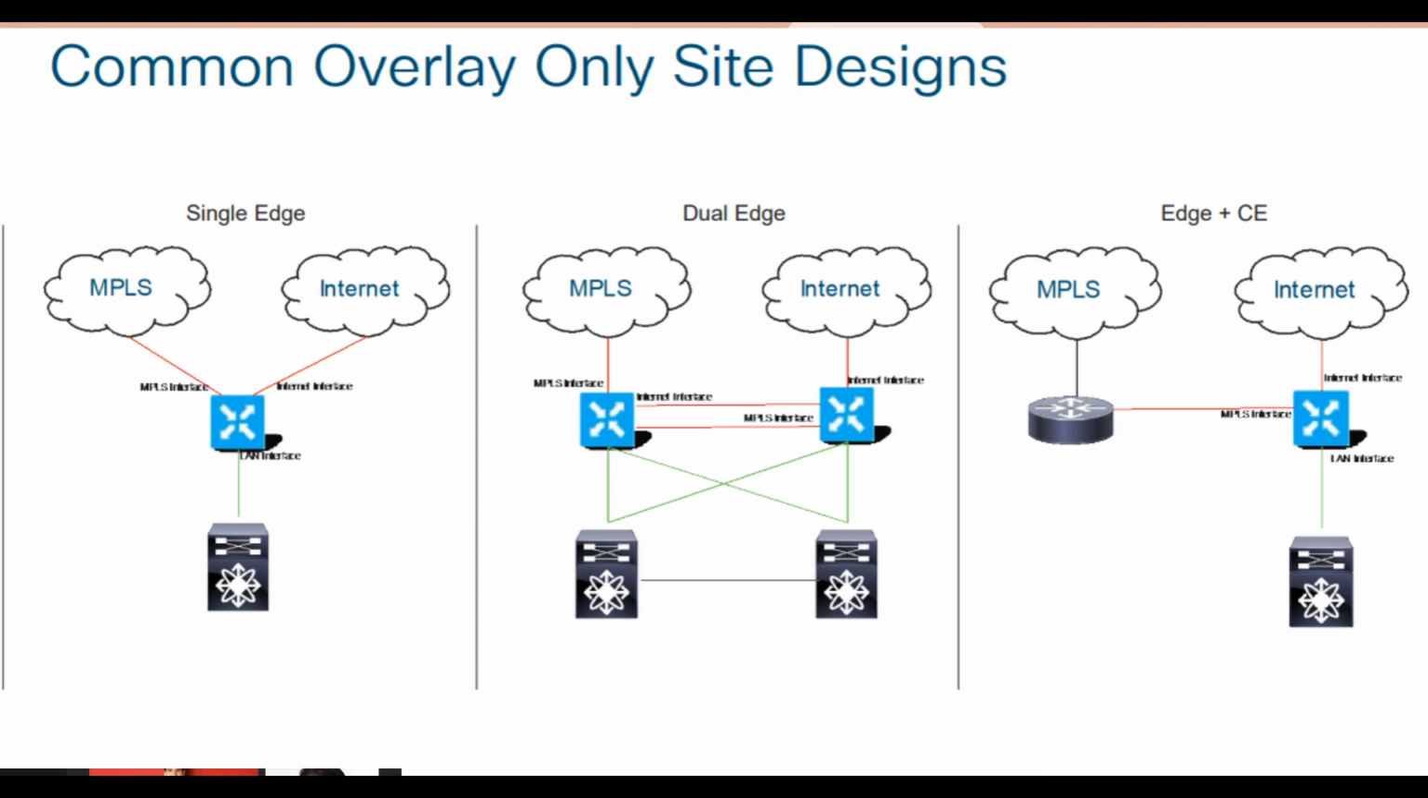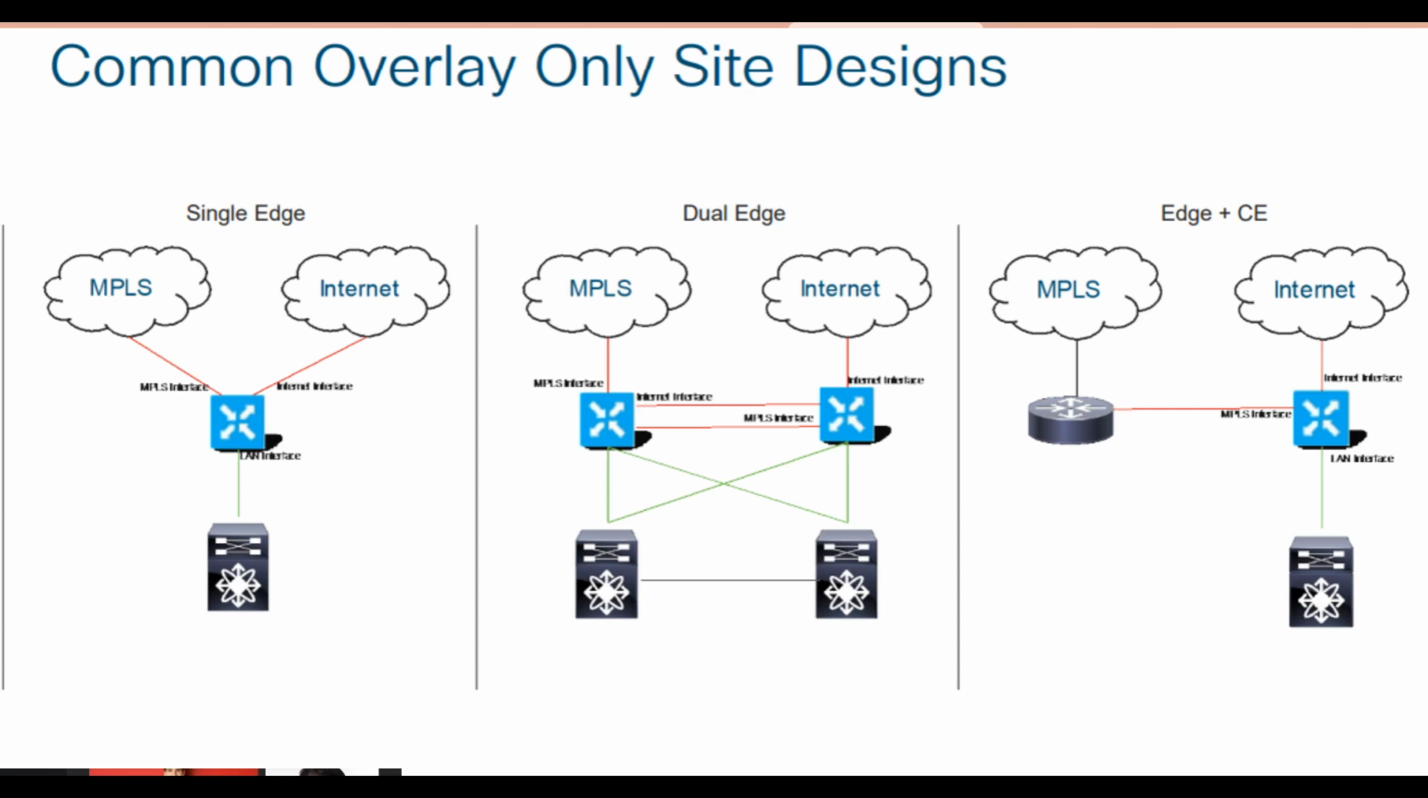The second is dual edge. There are two edges available, right? So two VH devices or two CH devices or CSR or whatever SD-WAN platform you have, two platforms are available and each has its own connectivity, right? Or sometimes what happens is they have dual connectivity. They are both connected to the internet, and they are both connected to MPLS also. So that is another scenario.